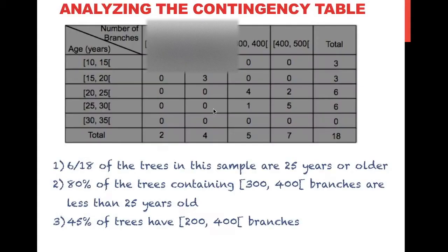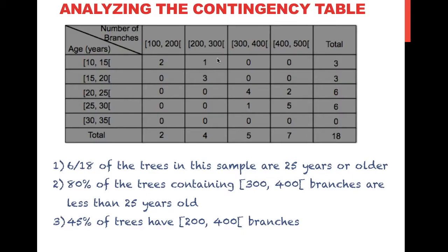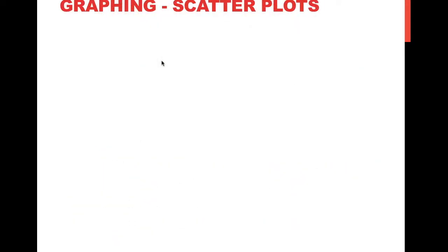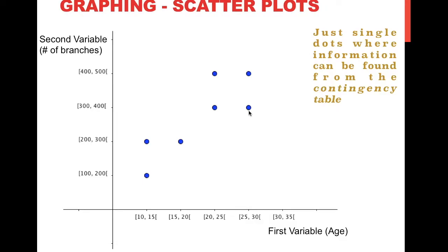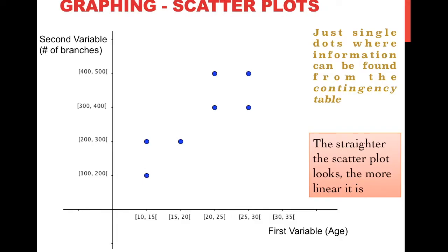So if we go back to our scatter plot here, even though in our first box there are 2 trees, we just put 1 dot here, okay, just to say that there is something there. And then we continue by plotting them here, just single dots where information can be found from the contingency table. The straighter the scatter plot, the more linear it is. And there's a lot that we can see from the scatter plot that we're going to talk about later in terms of describing its correlation.